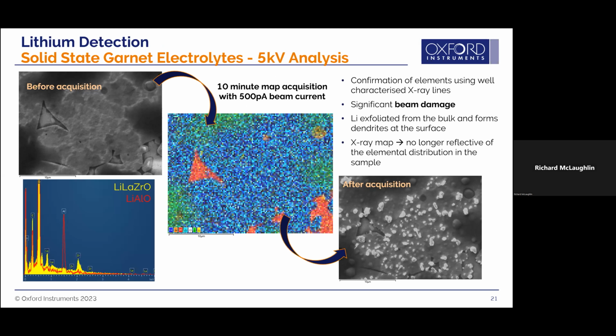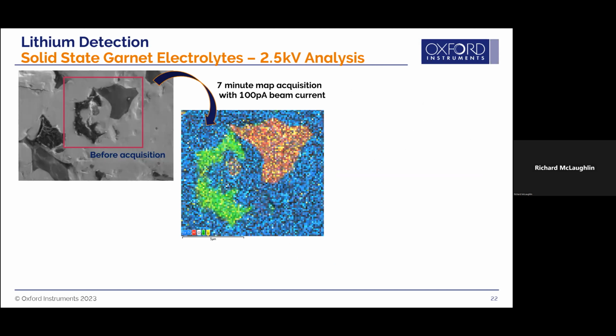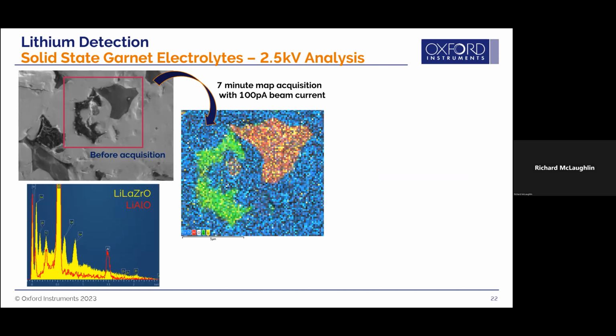So what have we actually been mapping? We really don't know. So much beam damage at 5 kV that that map is a bit unreliable. However, if you go to 2.5 kV, remap that, take a look at the spectra. The spectra are a little bit better. You actually start seeing the lithium for the lithium aluminate popping up.